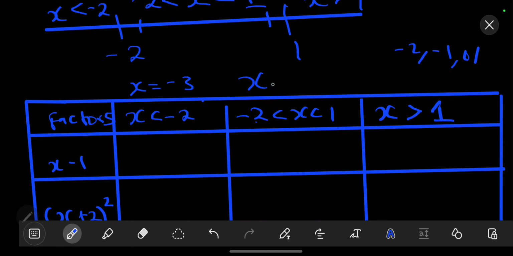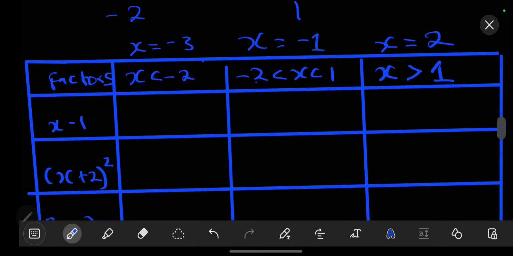Then an interval from -2 to 1: from -2 we have -2, -1, 0, 1. So we can use x is equal to -1 since we have already used 0 to find the y-intercept. So for our last one, if x is greater than 1, it means to say x could be a value such as 2. If you want, you can use 3.